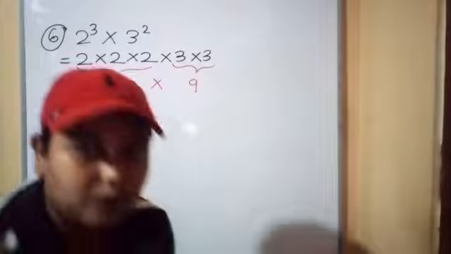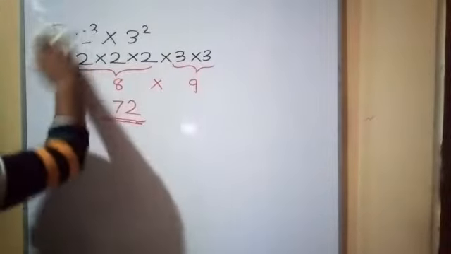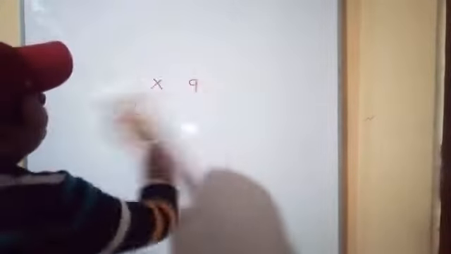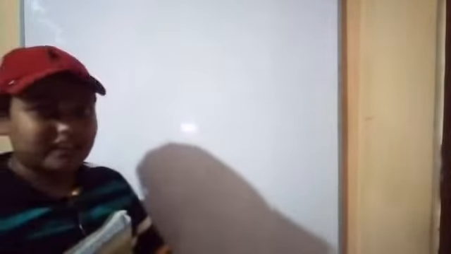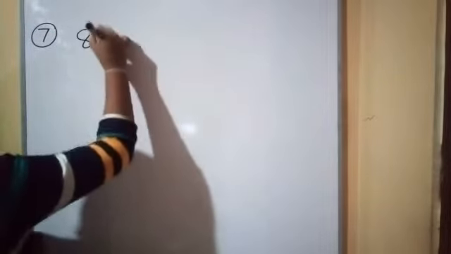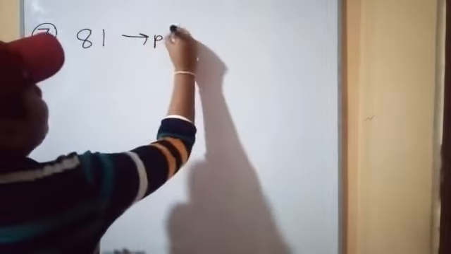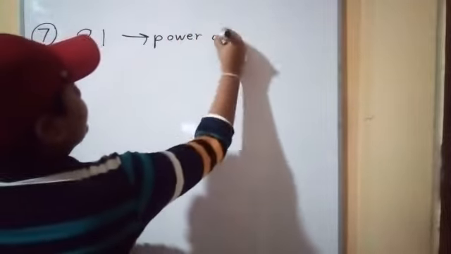Okay, let's move to the seventh question. Very easy questions, but the next questions are very difficult. Okay, the seventh question: write 81 as a power of 3. What does that mean? Write 81 as a power of 3.